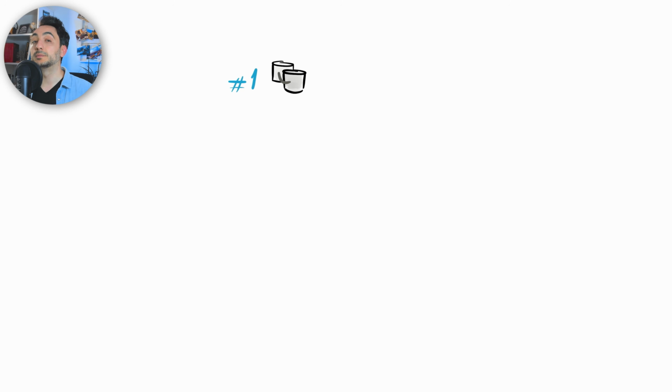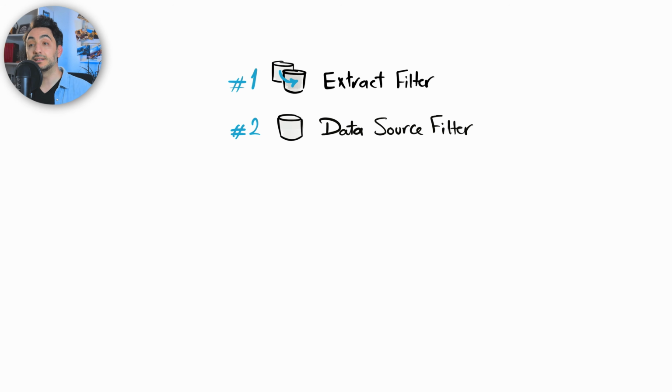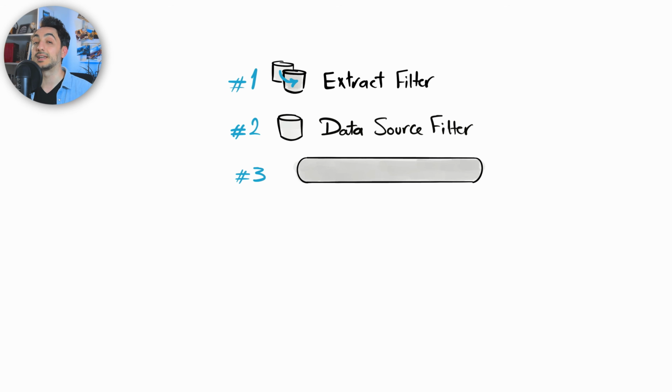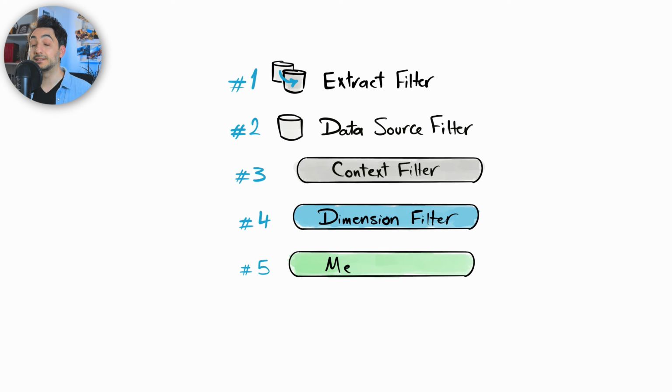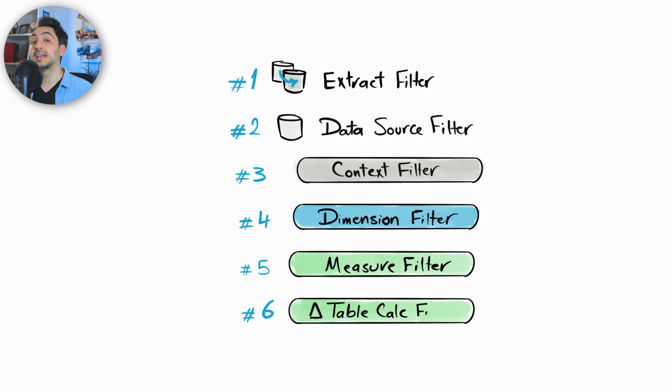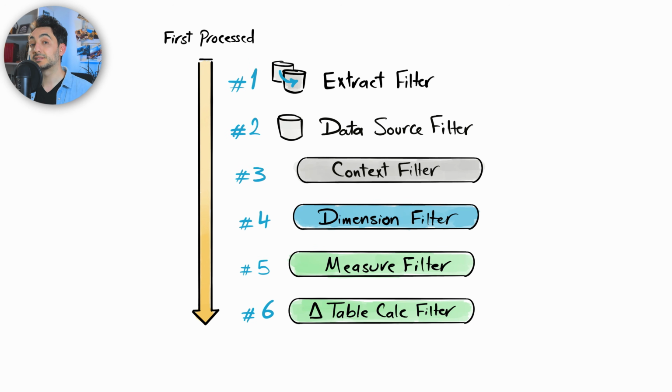The first filter to be processed is the extract filter. The next is the data source filter. After that we have the context filter. Then we have the dimension filter. Next we have the measure filter. And the last in our list is the table calculation filter. So the top filter is processed first, and as you move down the list, the filters have lower priority and are processed last.